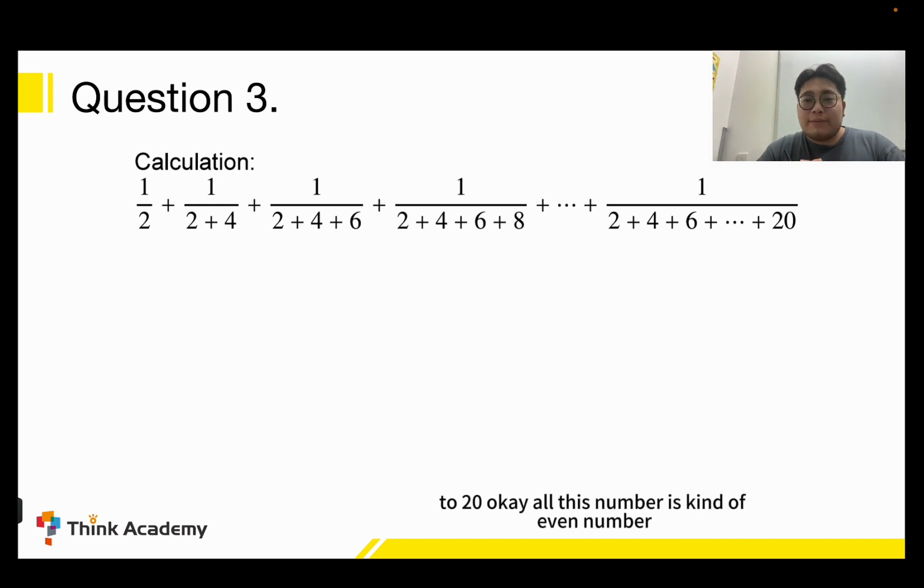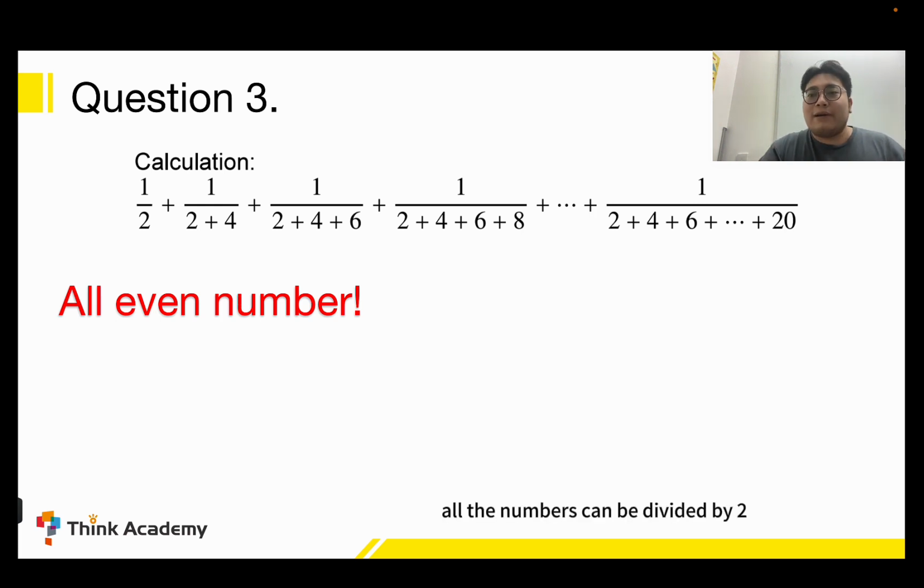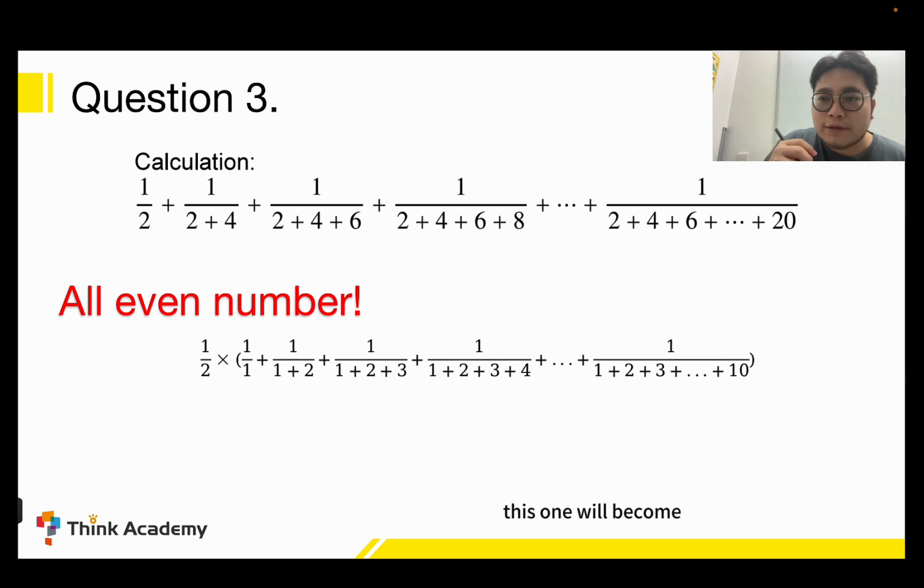Okay, all these numbers are even numbers. So we like even numbers very much. Even numbers mean all the numbers can be divided by 2. So why not put 1 over 2 outside the bracket? So this will become 1 over 2 times bracket 1 over 1 plus 1 over 1 plus 2 plus blah blah blah plus 2, 1 over 1 plus 2 plus blah blah blah plus 2 10.